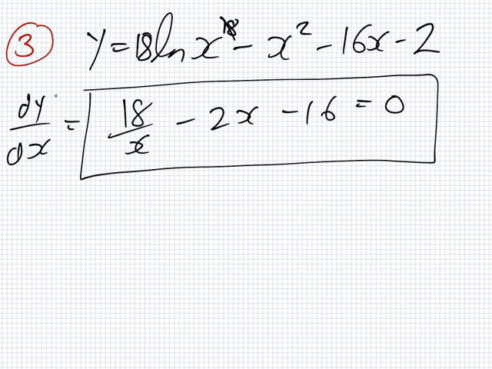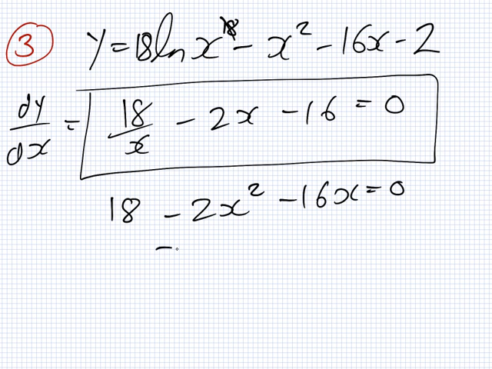Now, how can I solve this? 18x to the power of -1, times x. 18 minus 2x squared minus 16x equals 0. So that's 2x squared plus 16x minus 18 equals 0. I'm taking it all to the right here.